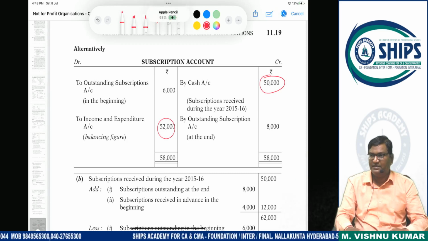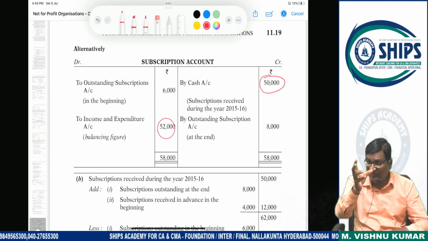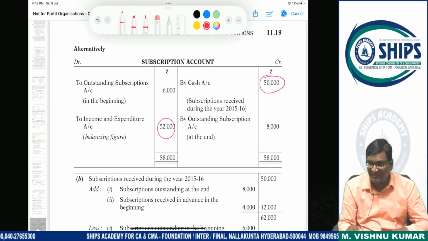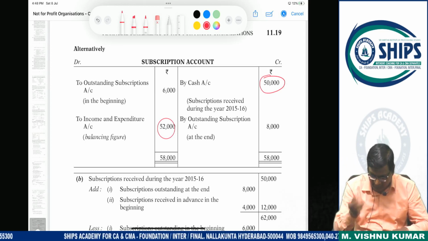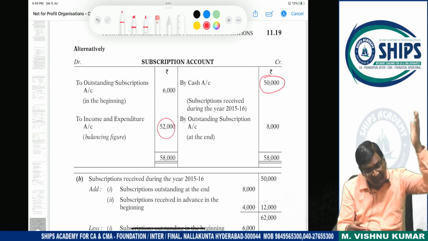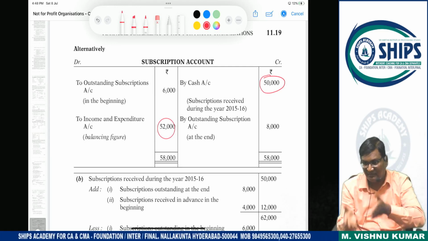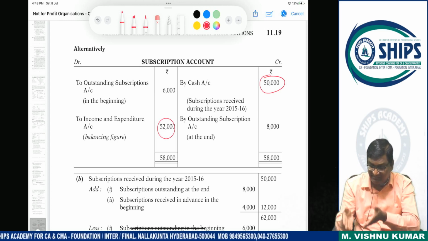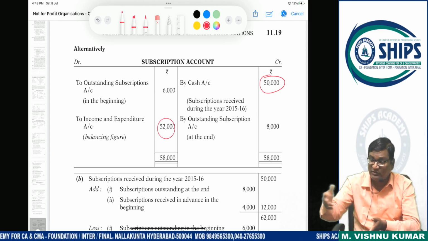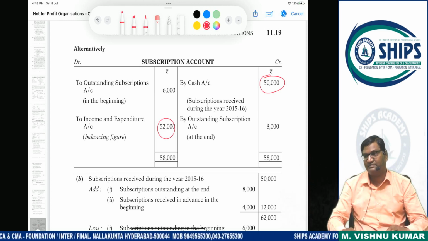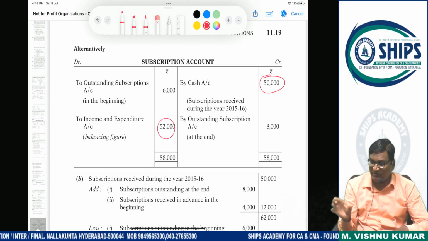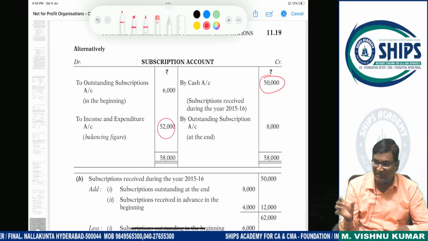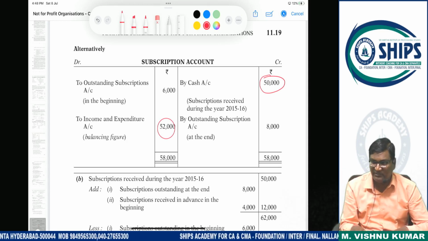Understand? Outstanding for previous year means previous year, so minus. Outstanding for current year means this year, plus. Received in advance in previous year, that is for this year, plus. Received in advance this year is for next year, so minus. So this procedure is followed when you are calculating subscription for the income and expenditure account.